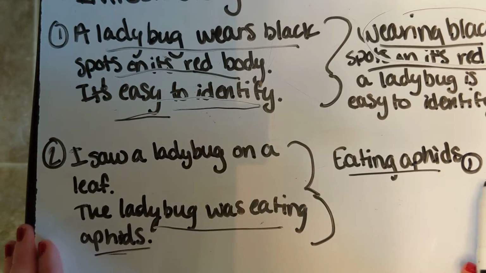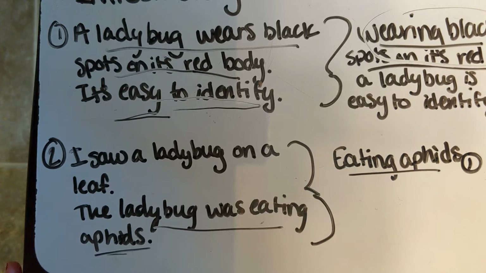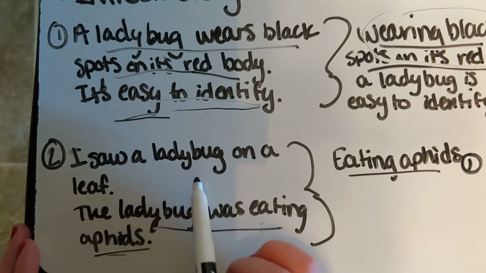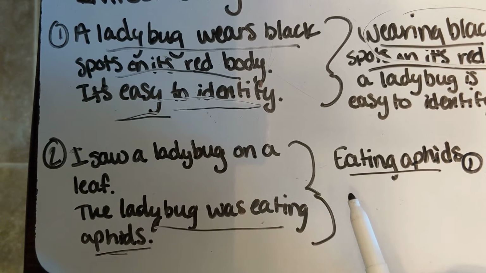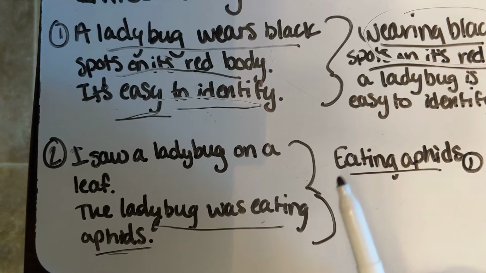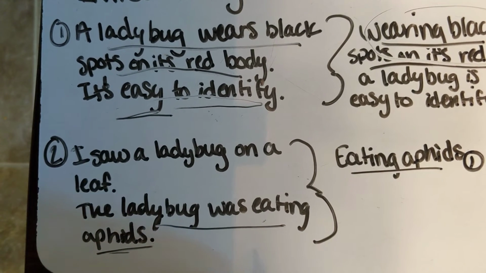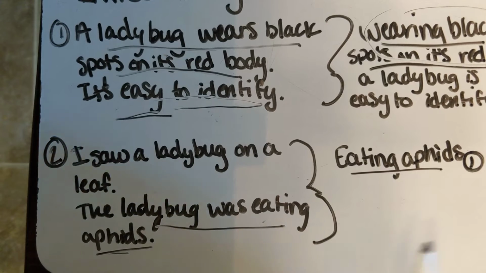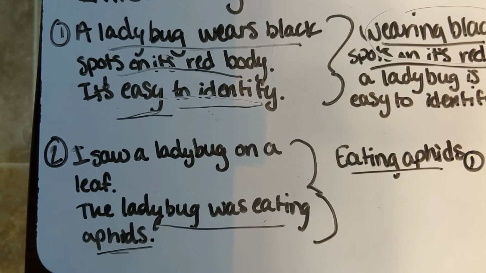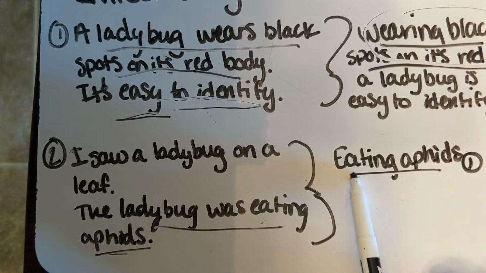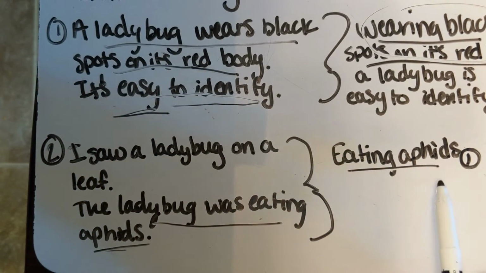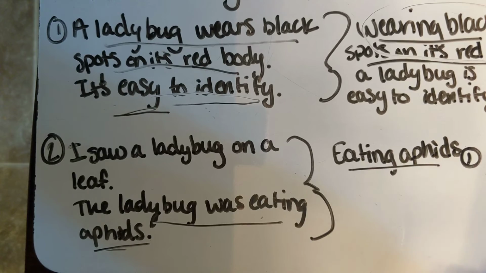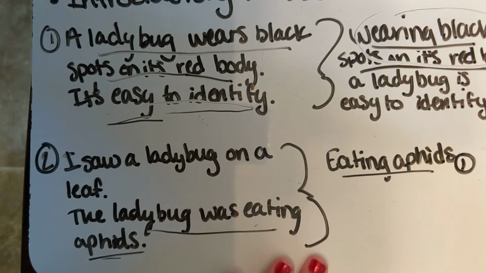So eating aphids, so we have to think about who is eating the aphids, and the ladybug is. So eating aphids, I saw a ladybug on a leaf, or the ladybug sat on a leaf. Which one do you think it is? So you would want to do eating aphids, the ladybug sat on a leaf, because if you say I saw a ladybug on a leaf after you put eating aphids, it's basically saying that you are eating the aphids instead of the ladybug. So you want to put eating aphids, comma, the ladybug sat on a leaf.